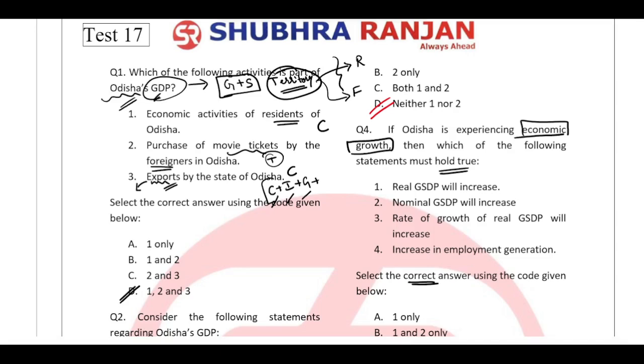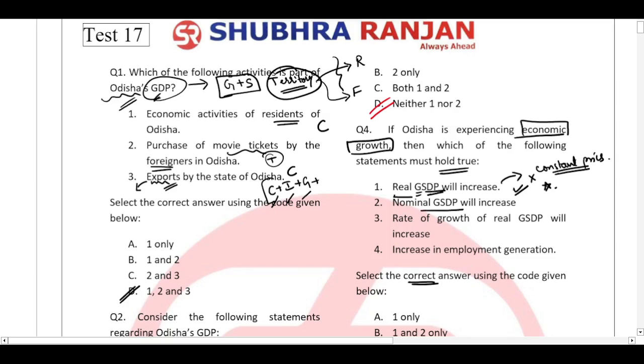Let us look at the options one by one. First, the real GSDP will increase. When we say real gross state domestic product, it means that there is no inflation component. Then we are calculating the values at constant prices. So it does indicate economic growth. So we'll hold this option for some time.